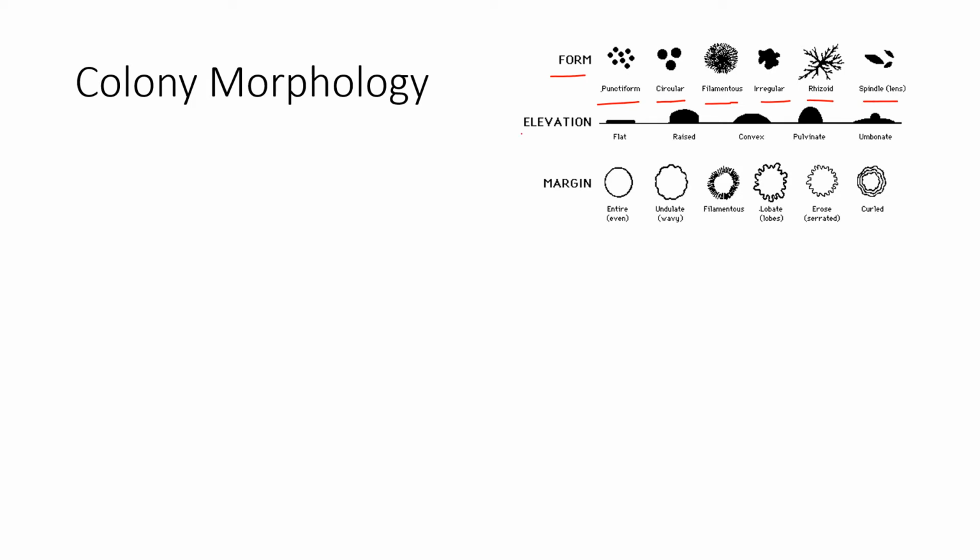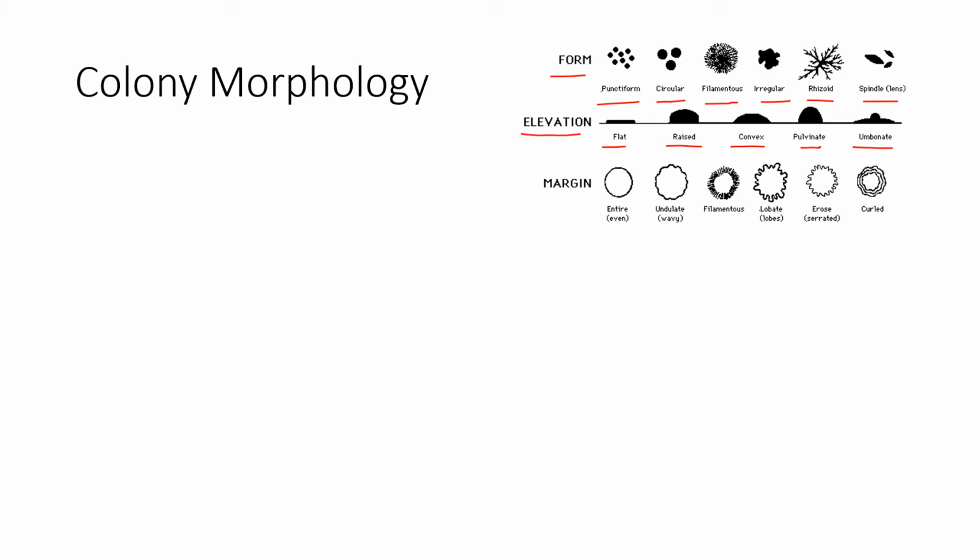Another set of terms refers to the elevation. That is if you look at the colony from the side, look at the agar from the side, and see how it rises above the agar. So flat means it's very close to the agar, raised, it's way above the agar, convex, it's curved, pulvinate means it's very high in the middle, and umbonate means it has a high center.